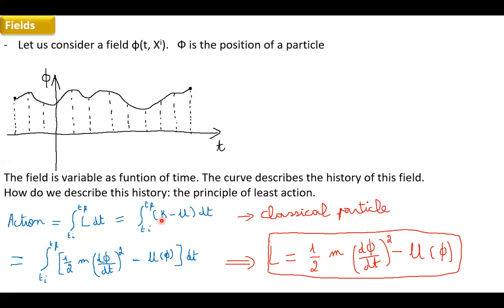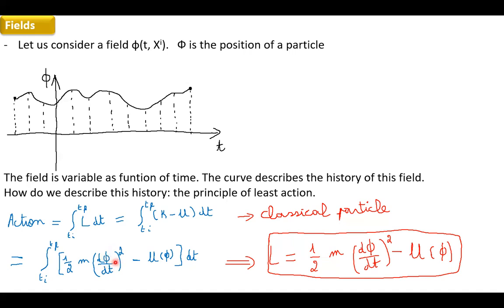Okay, so you know that the kinetic energy is given as half m v squared, but v is by definition the differential of the position with time. And here we are considering phi as the position, as the field taken as the position of the particle. So the kinetic energy is half m (d phi over dt) squared, which is the variation of phi, which is the position, the variation of the position as a function of time, which is the velocity.